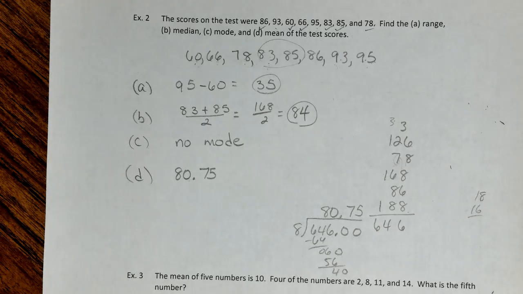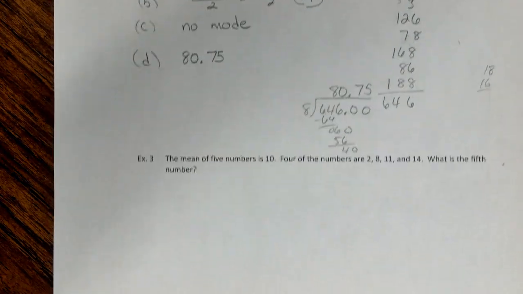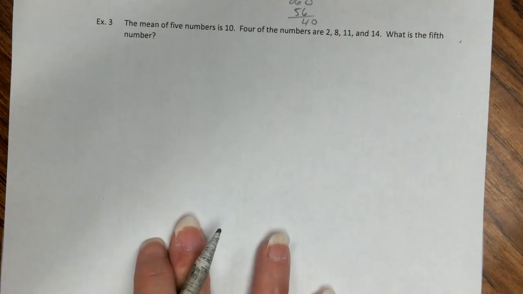Okay, so last example down here, example 3. This time they tell us the mean, and we need to find a missing number. Okay, there are 5 numbers, and we know 4 of them. So we're going to find out what the other one is.